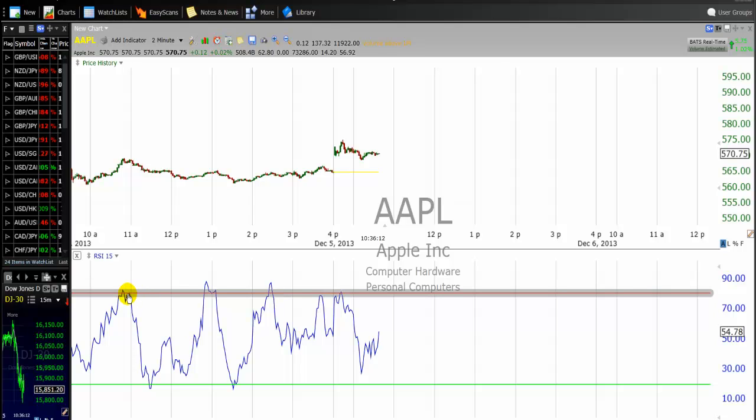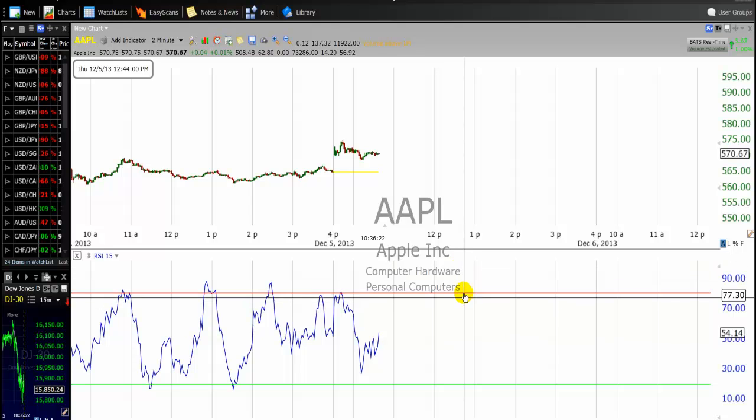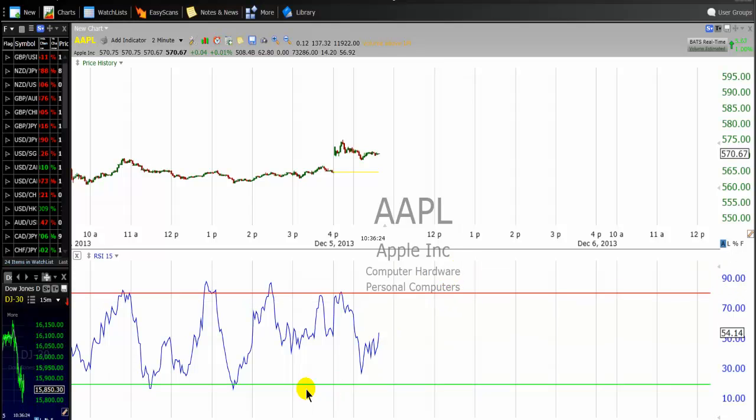The overbought zone for the RSI indicator for this high frequency trading on the lower time frame is at 80. That's the red horizontal line here, and the oversold zone is at 20. That's the green line here. All right, we're going to look at 4 financial instruments: the dollar yen, the Dow Jones Index, the Apple stock, and the AMAT stock, Applied Materials.